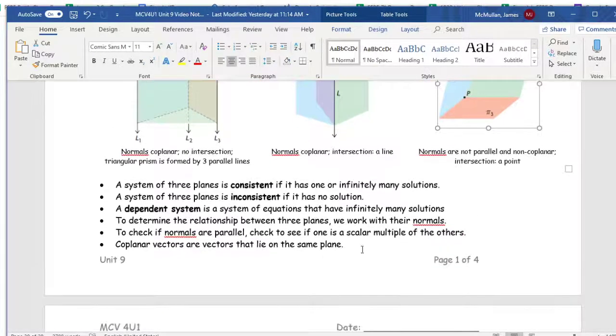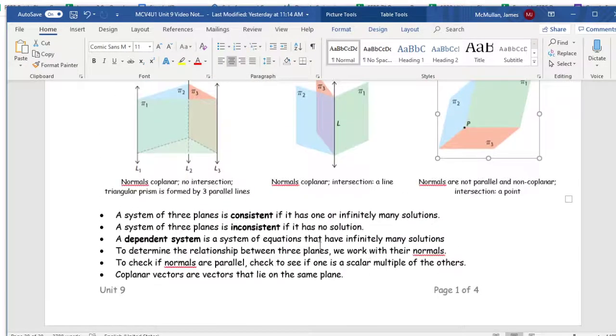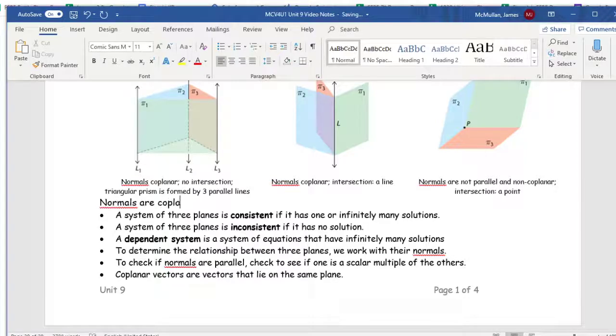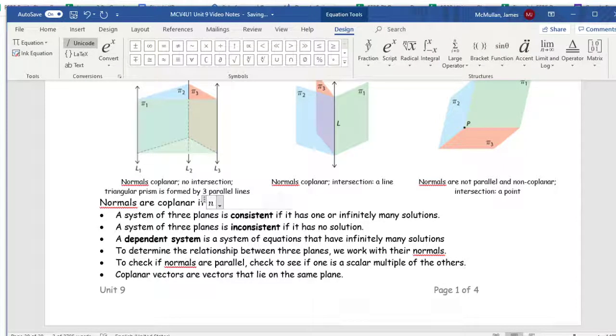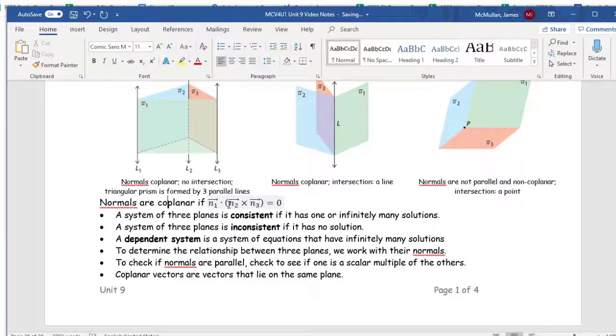Right? So remember, our test, there's a test to see whether normals are coplanar. Normals are coplanar if, right, n1, n2, n3, okay, so if n1 dot n2 cross n3 is 0, they are coplanar.